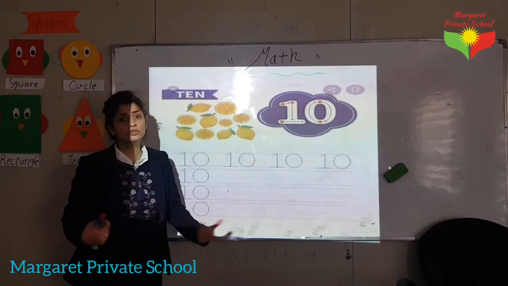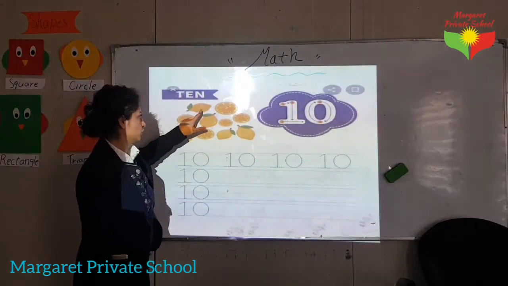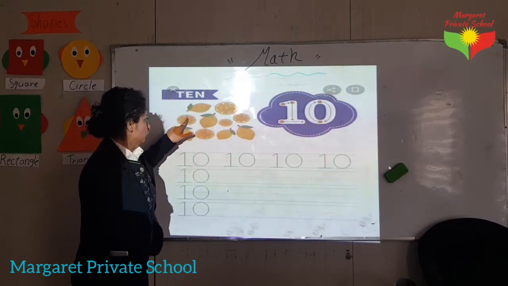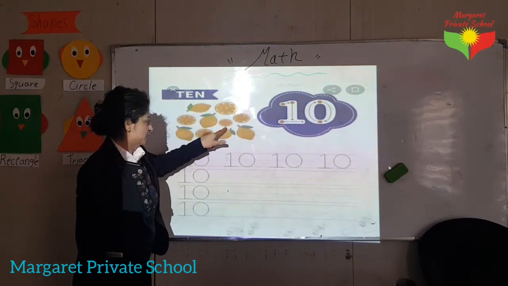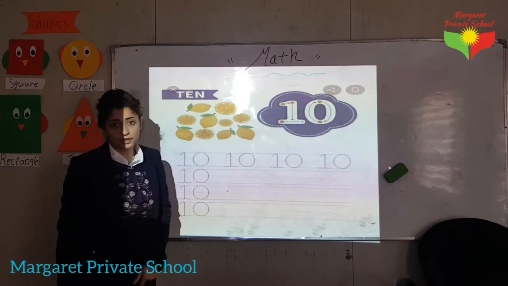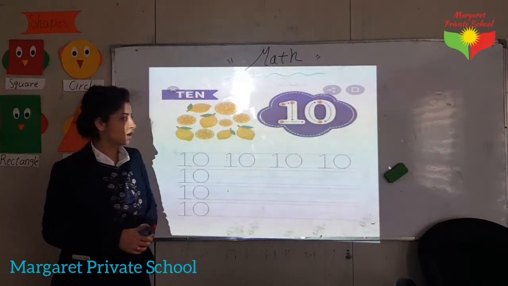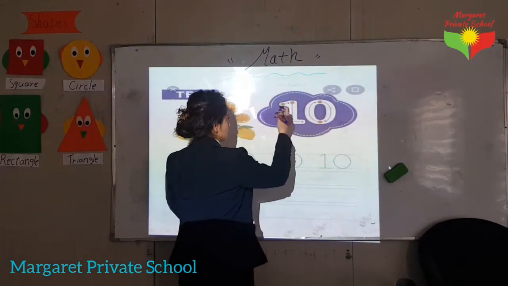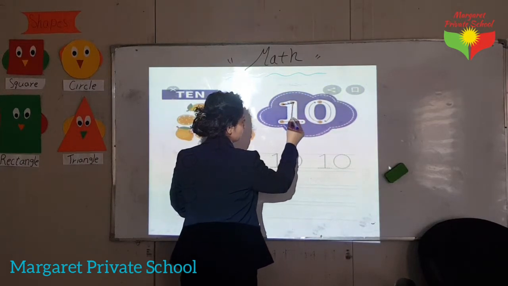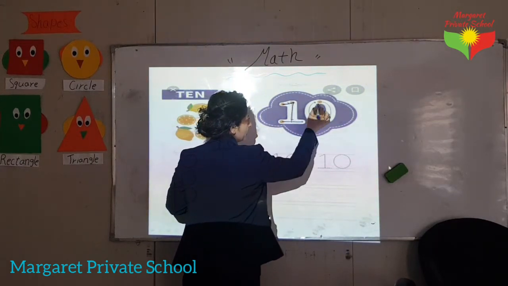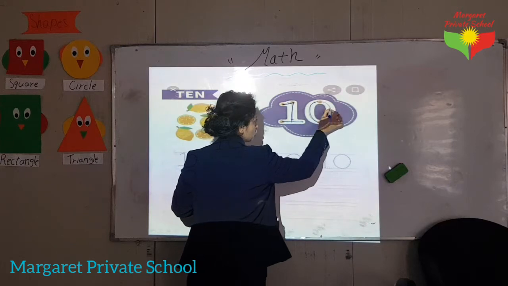How many lemons do you see? Let's count it. 1, 2, 3, 4, 5, 6, 7, 8, 9, 10. I have 10 lemons. How do we write number 10 this way? Let's start from here and finish it from here. And let's start from here and finish it from here.